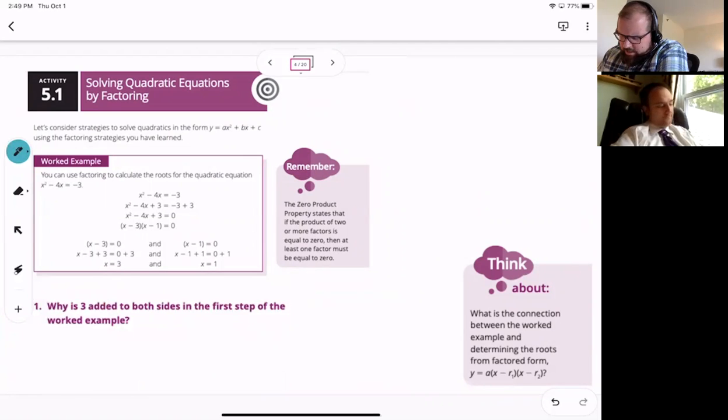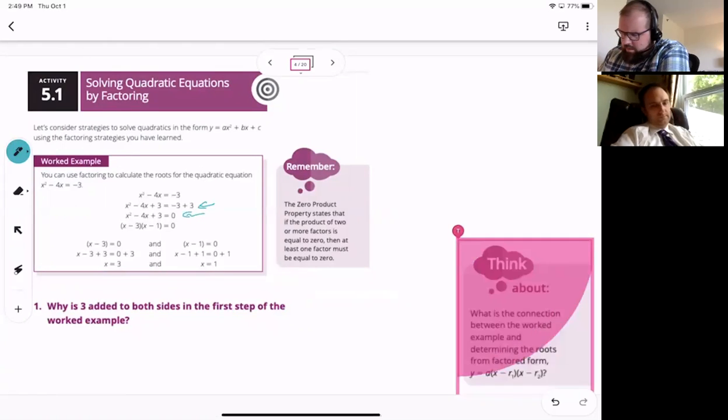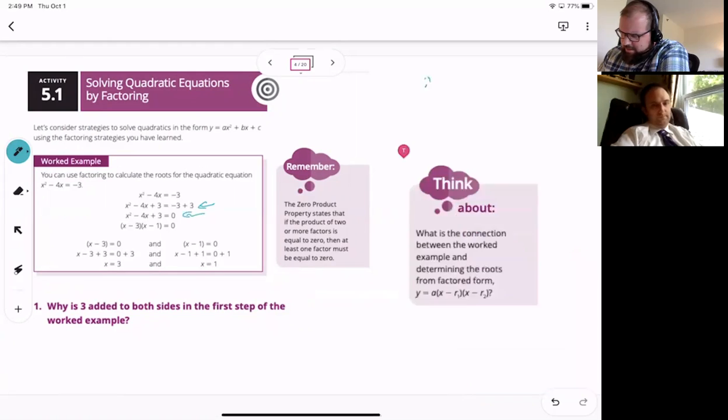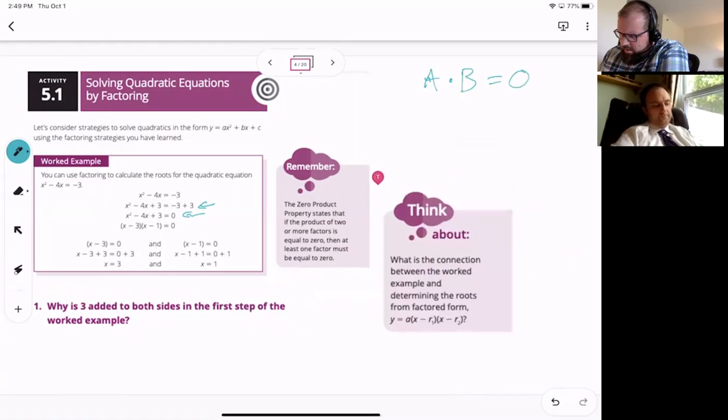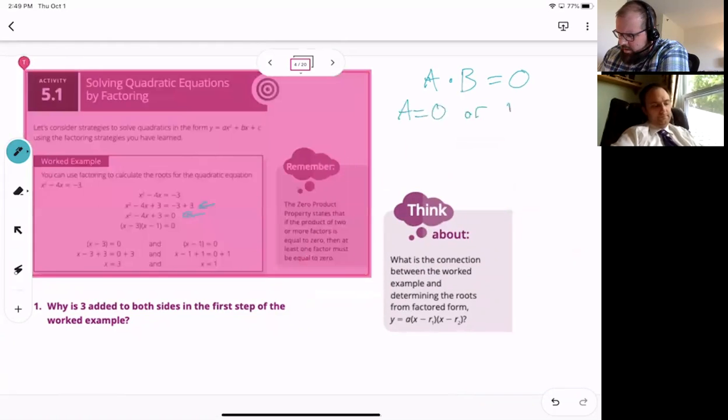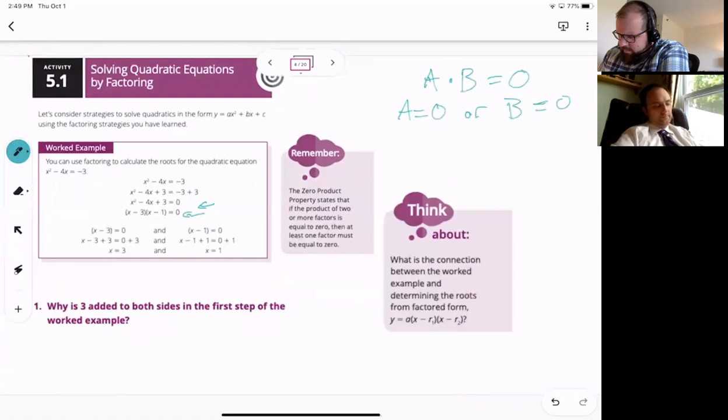So I look at this and I notice that they are adding a 3 to both sides, and they get 0 by itself on the right side. I also notice that looks kind of like what we did in the previous page. I think that might be kind of a big deal, because you said if you have 2 different things that multiply and get 0, either A equals 0 or B equals 0. That's what the zero product property is saying right there. That's what the remember is. Oh, remember. That's exactly what you're saying is right there.